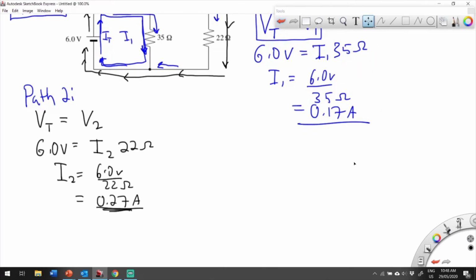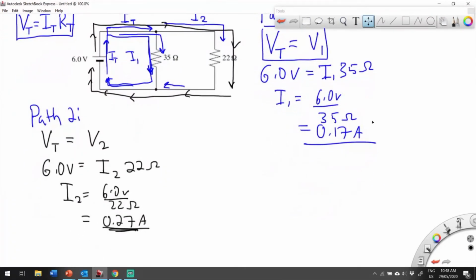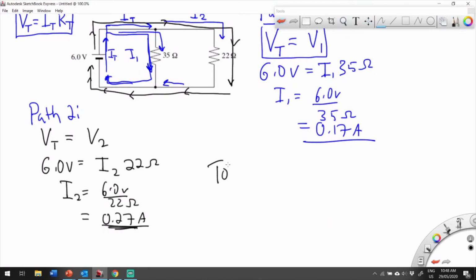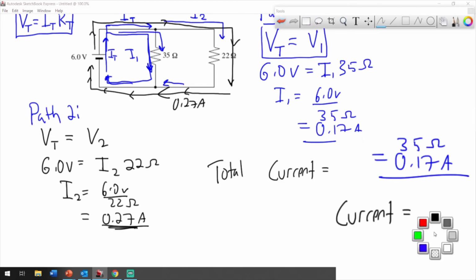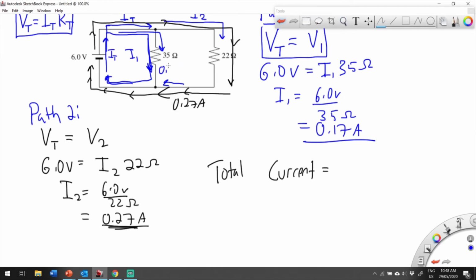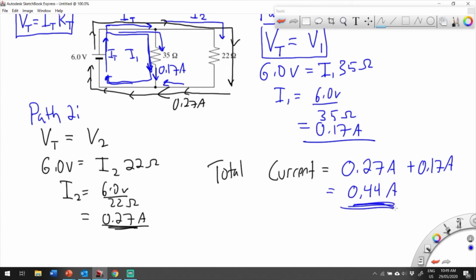Now, total current, I know the example doesn't ask us, but usually this is going to be one of the questions. So total current is just going to be the sum of these currents. Because we have a 0.27 amp current flowing into that junction, and a 0.17 amp current flowing into that junction, we just add them together. 0.27 amps plus 0.17 amps, so altogether we have a total current of 0.44 amps flowing through that circuit. So that 0.44 amps will be the current that flows through this battery.